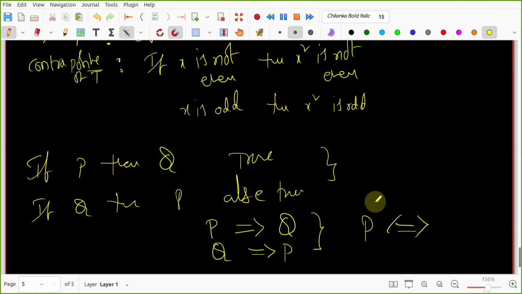So if x is even, x square is even, that is my original statement, and its converse, both are true. Because of that, x is even if and only if x square is even.